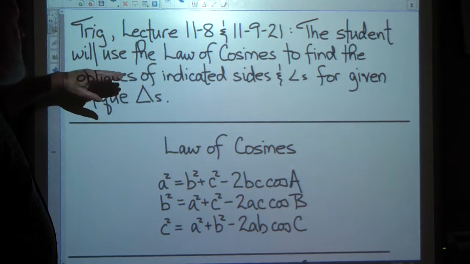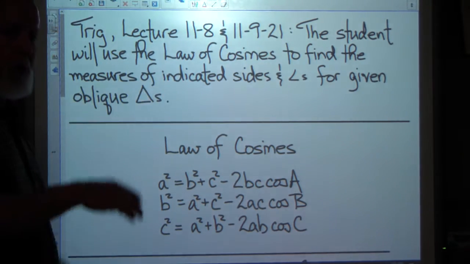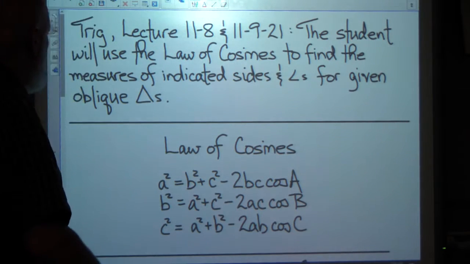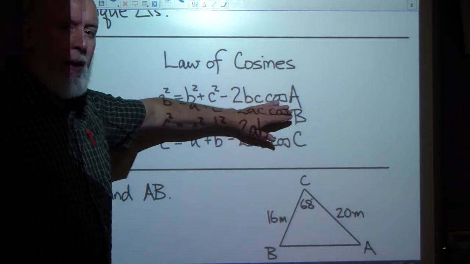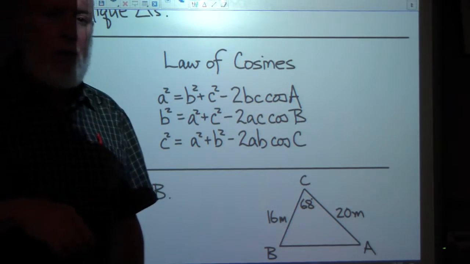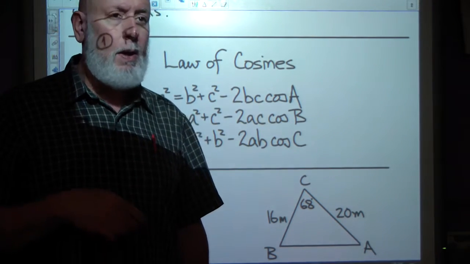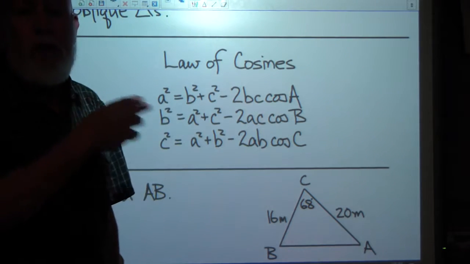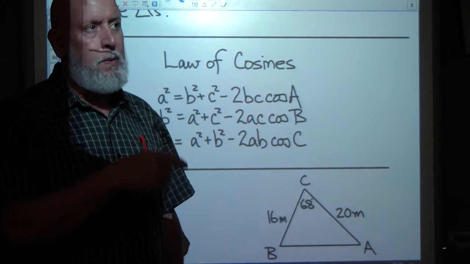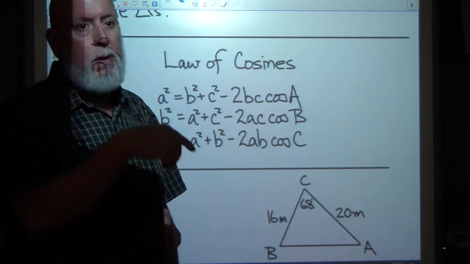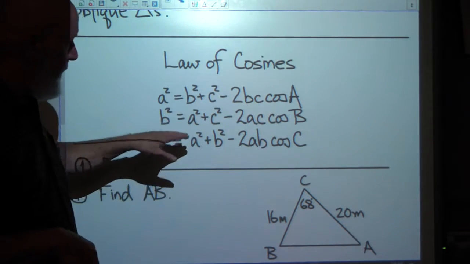We use the law of cosines. We're going to find the measures of indicated sides and angles. We're going to round to the nearest tenth. And there we go. Here's the law of cosines. The first one is a squared is equal to b squared plus c squared minus 2bc cosine A. The next ones are just variations of that. B squared is equal to a squared plus c squared minus 2ac cosine B, and so forth and so on.